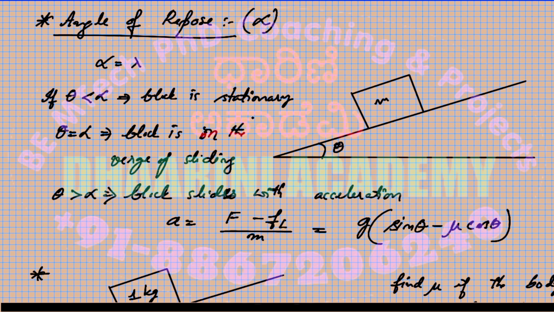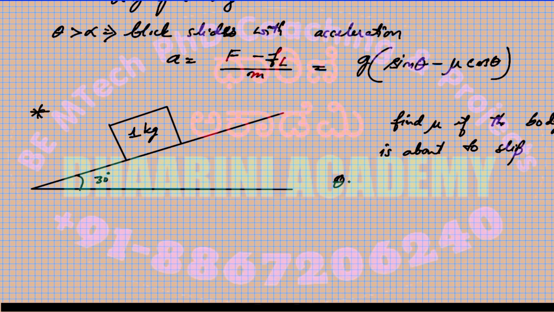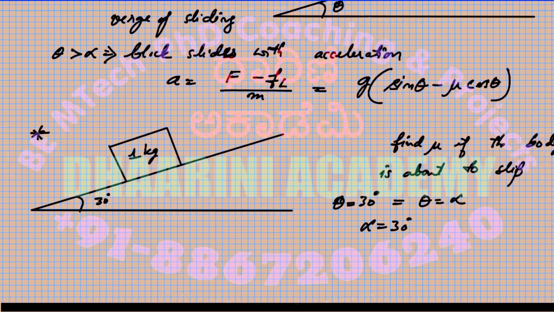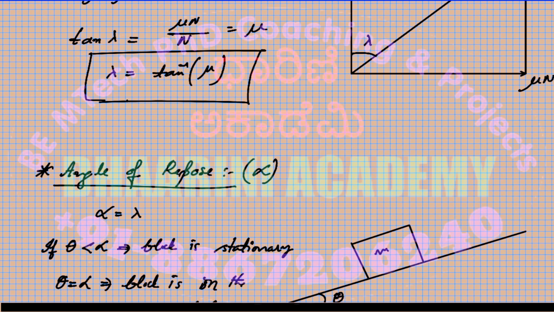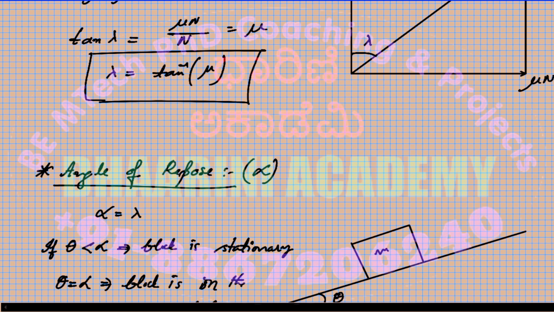You just see what about to slip means. About to slip means on the verge of sliding, that is theta equal to alpha. So in this particular problem, theta is given as 30 degrees. For the above condition, theta should be equal to alpha, so alpha is also 30 degrees. This is what we come to know. But what is alpha? Alpha is actually lambda. So for any problem, alpha is always equal to lambda, that is the angle of friction.